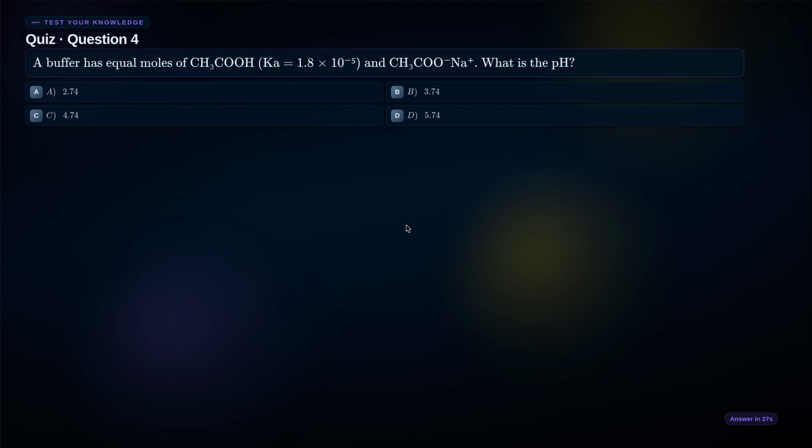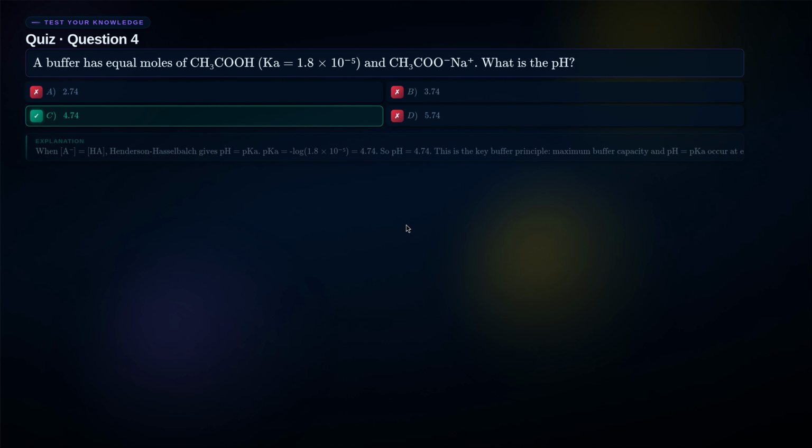Quiz question 4. A buffer is made by mixing equal moles of acetic acid, Ka equals 1.8 times 10 to the minus 5, and sodium acetate. What is the pH of the buffer? When the concentrations of acid and conjugate base are equal, the ratio in the Henderson-Hasselbalch equation is exactly 1. Log of 1 is 0. So pH equals pKa. The pKa is the negative log of 1.8 times 10 to the minus 5, which equals 4.74. So the pH is 4.74. The correct answer is C. pH equals 4.74.